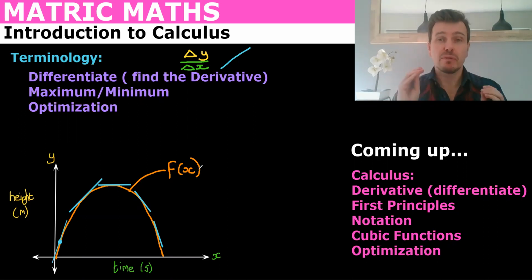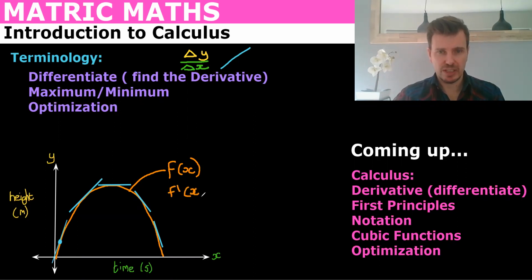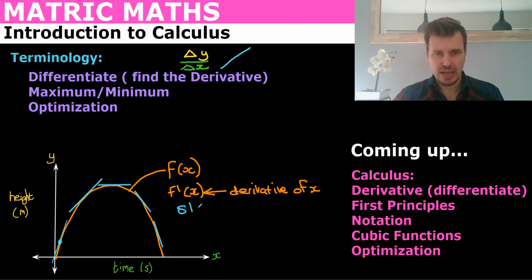If I found the derivative of that function, so that's what derivative means. It means the equation for the slope. And you'll start to encounter this terminology, f dash of x. And this just means derivative of x. Okay, and in calculus, that means the slope at any point. So the f dash of x would tell us the slope at any point.